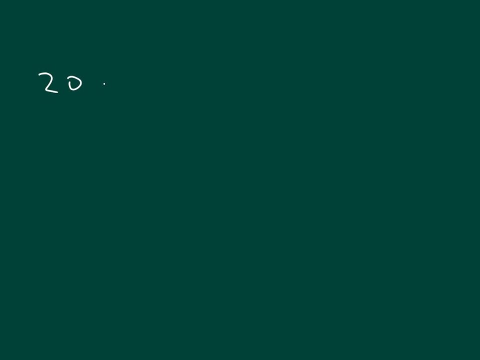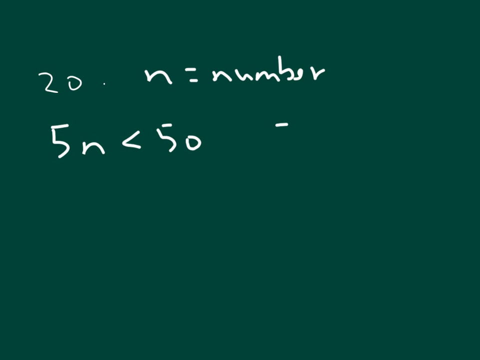And number 20 reads, the product of 5 and a number is either less than 50 or more than 60. What could the number be? And it's a compound inequality. So let n be the number. So the product of 5 and the number is 5n. And it's either less than 50, or 5n can be greater than 60. That's the hard part, is translating the words of the problem into an inequality.